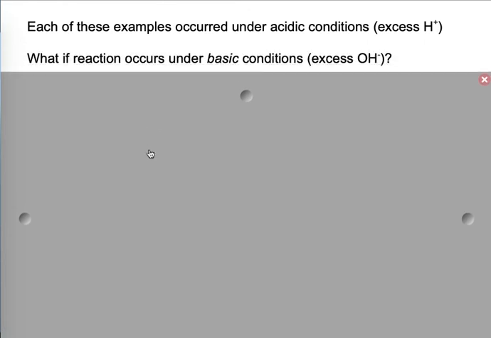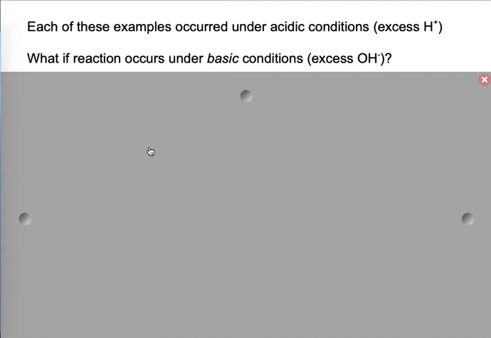Now, each of the 2 examples I just showed occurred under acidic conditions, meaning that there was excess hydrogen ions. That's what allowed us, in balancing each half reaction, to use as many hydrogen ions on the reactant or product side as we needed in order to balance.